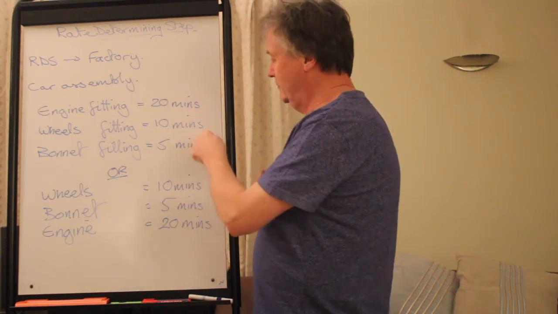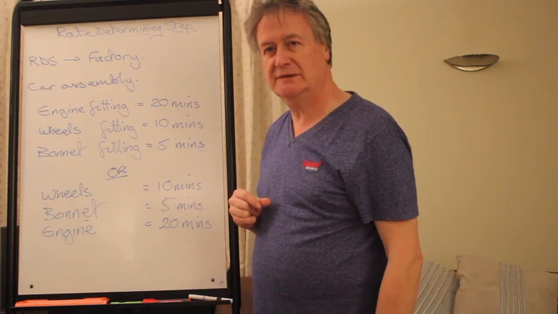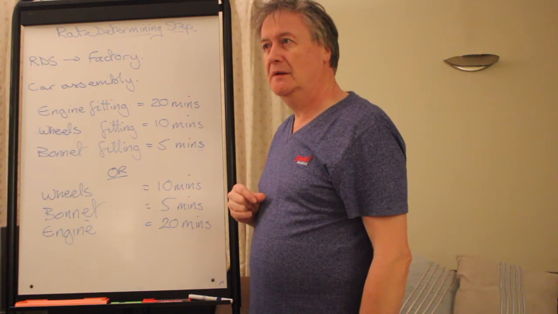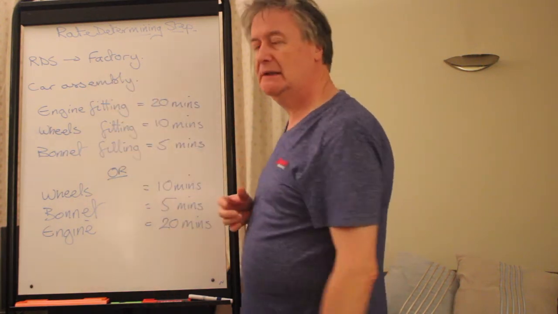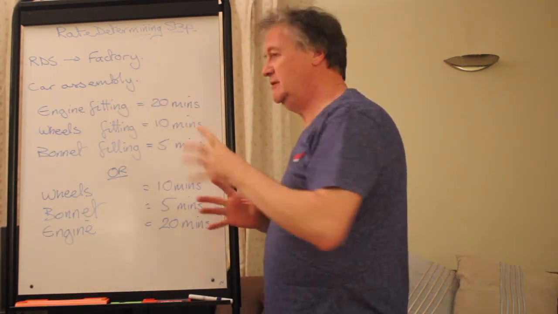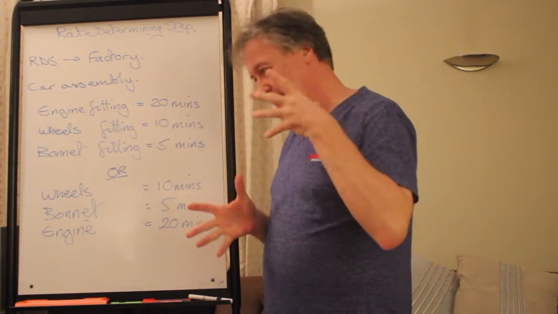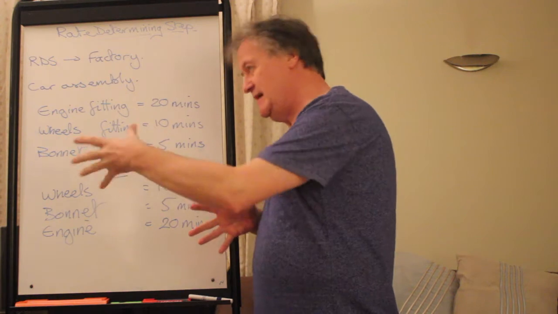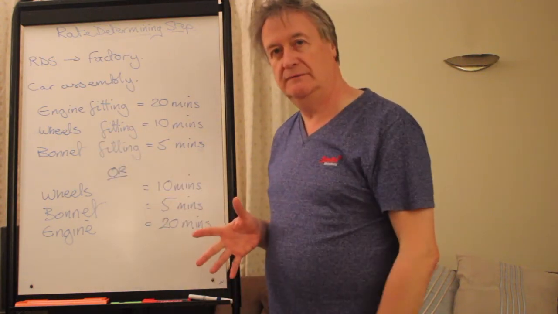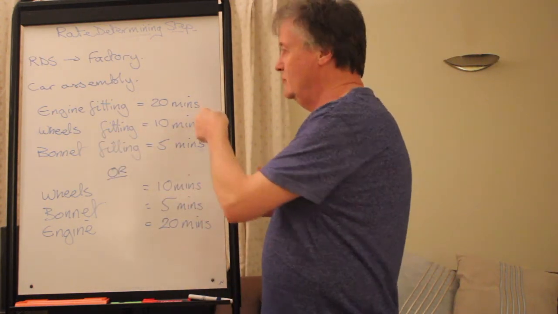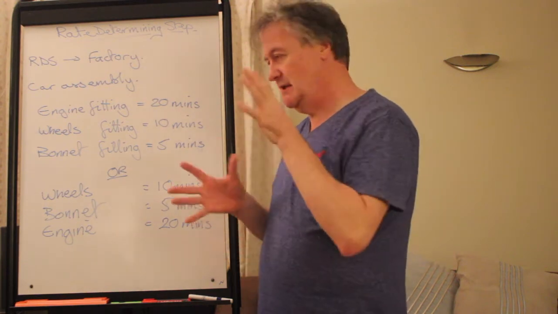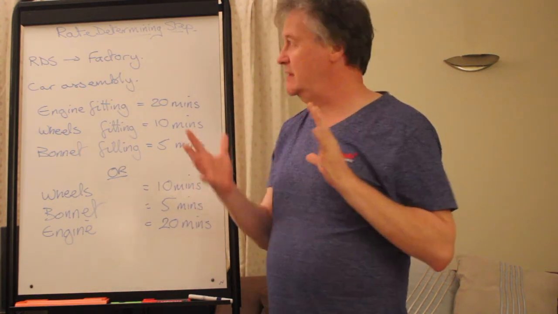So these processes take place sequentially in the car factory. So you fit the engine, the car then moves down the production line and the wheels are done. Once the wheels are on, it moves down the production line and the bonnet goes on. So this is not all happening at the same time. These are happening in one place, in an assembly line.